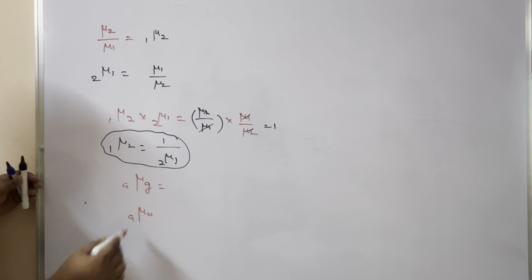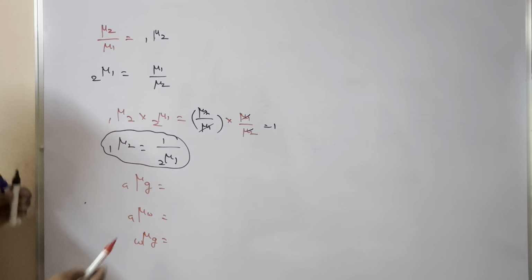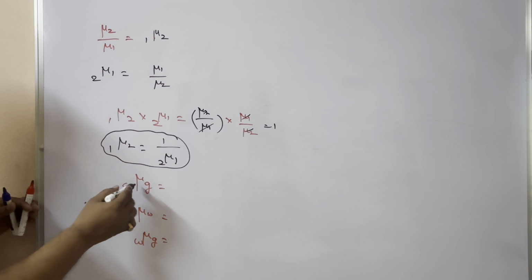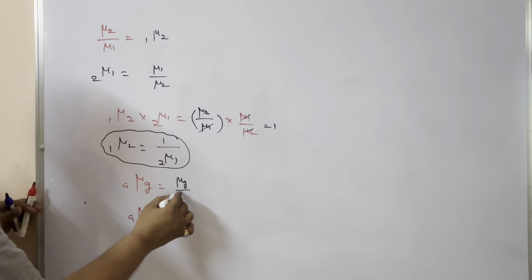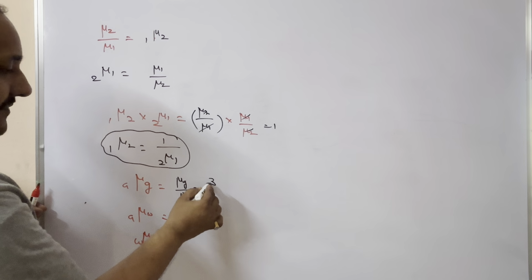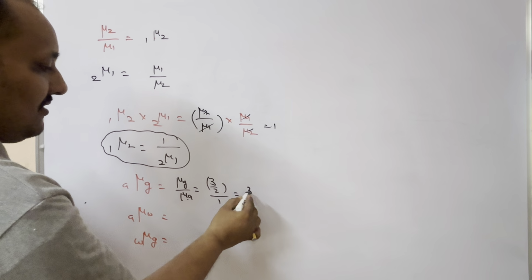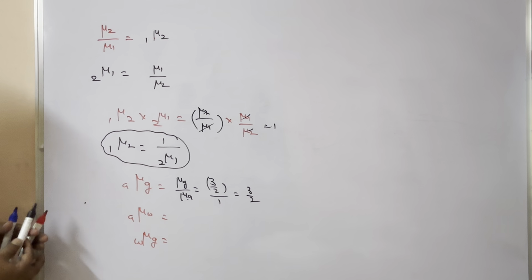Next, refractive index of glass with respect to air, refractive index of water with respect to air, refractive index of glass with respect to water. How we are going to write means, refractive index of glass with respect to air, mu g by mu a. What is refractive index of glass we said? 3 by 2. Refractive index of air is nearly 1. Therefore, 3 by 2, that is 1.5.